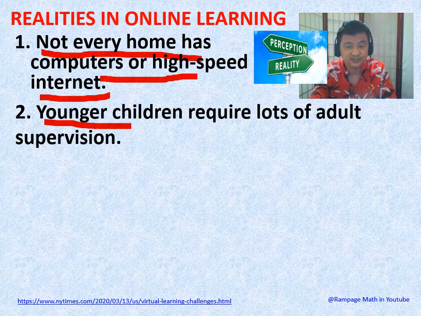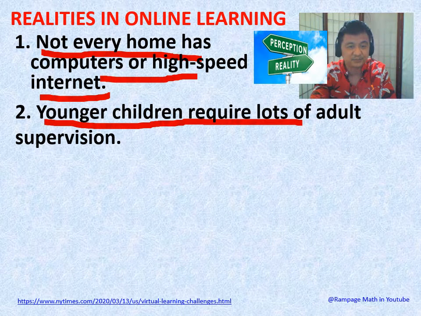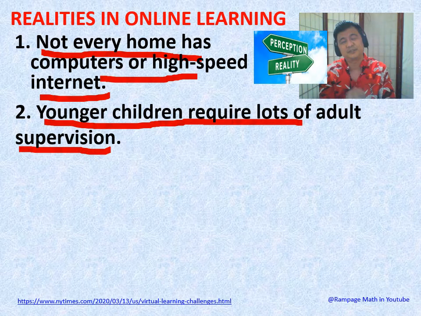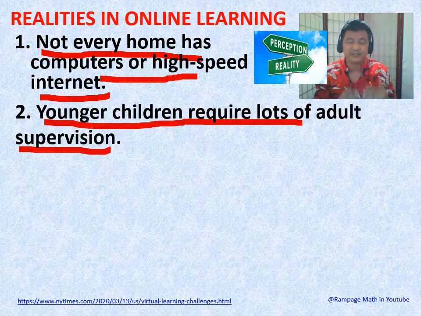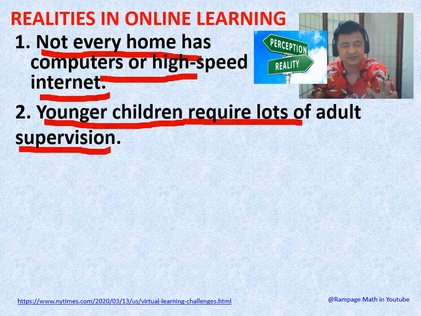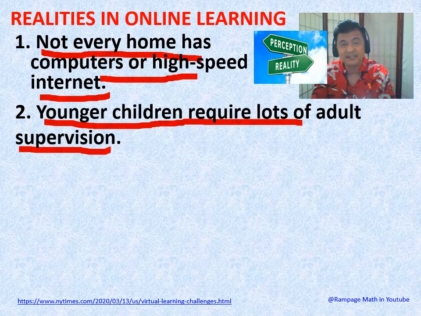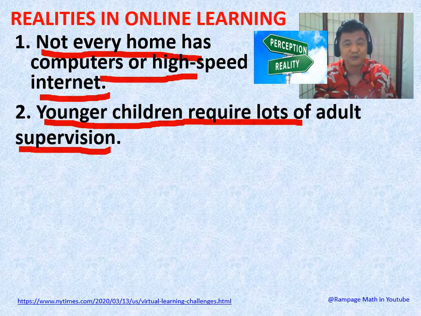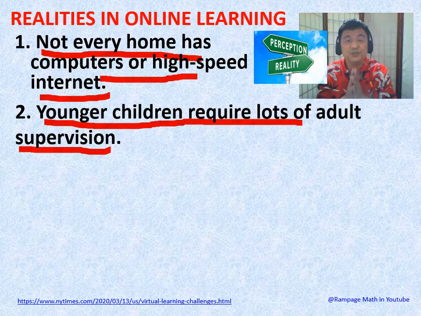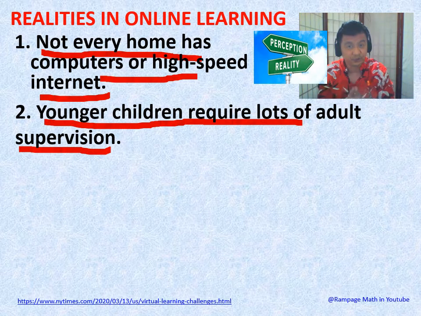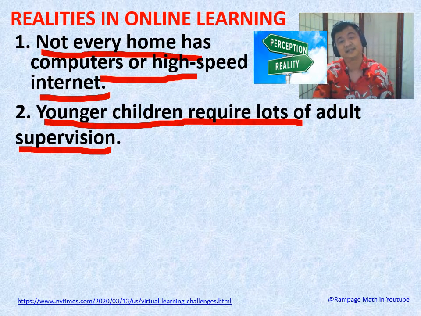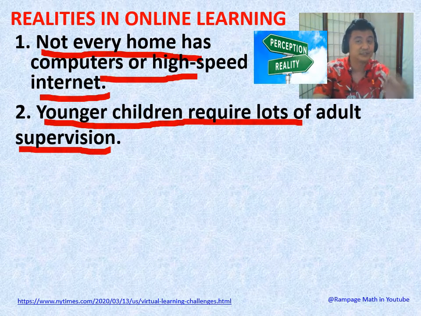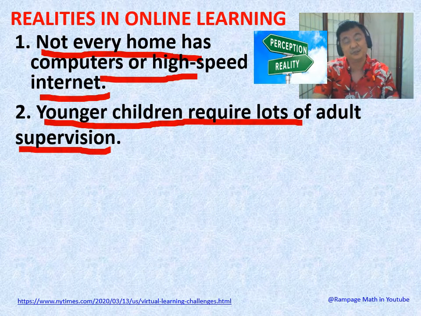Number two, younger children require lots of adult supervision. Mahirap yan dun sa mga lower grades, yung mga pre-K, kinder 1, 2, 3 or something. Kasi sa instructions pa lang, how to manage the computer, how to get their attention, how to let them follow steps 1, 2, 3, 4. It's not easy. You will need the help of an adult. Sigurado ka bang may adult sa bahay? Okay? Sigurado ba ka ba na yung adult sa bahay kayang gabayan yung batang yan?